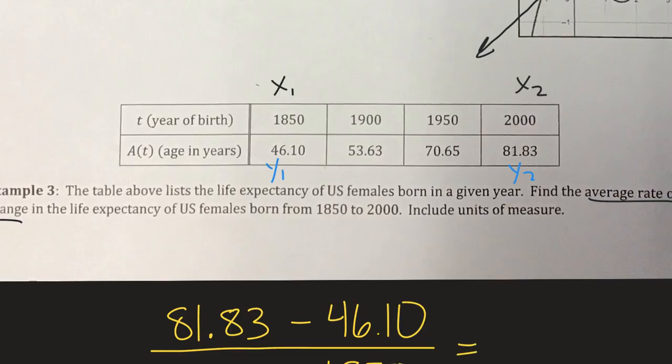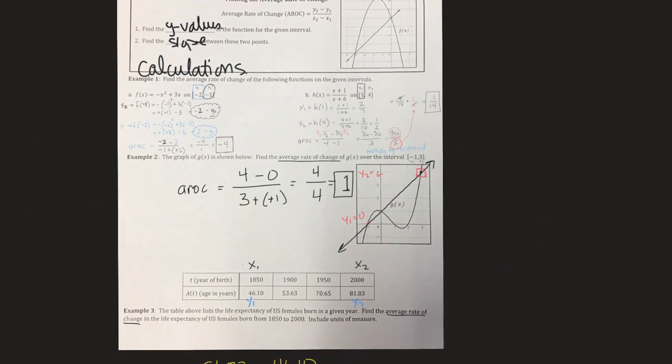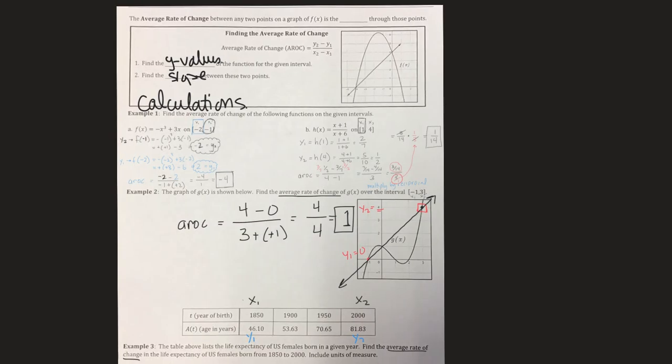Okay, now I'm going to put this into my calculator and see what I get. 0.238. That's the average rate of change over that 150-year period of less than a quarter of a year longer life expectancy for women over that 150-year period. Okay? Wonderful job. Average rate of change.